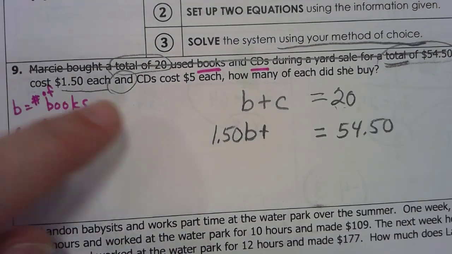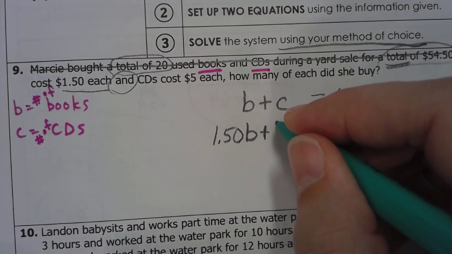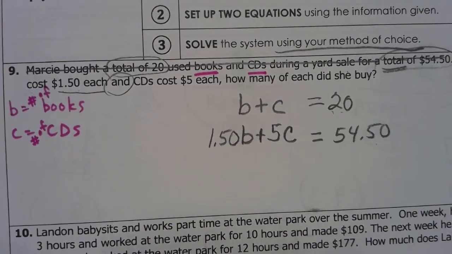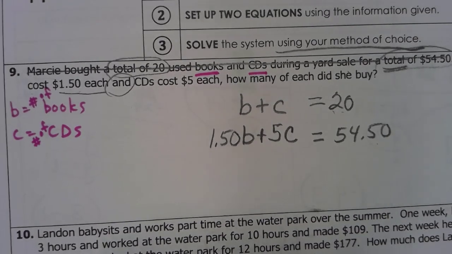CDs were $5. So she bought a couple of those. Multiply each of that by 5, and that should be how much money she spent in all. Do you see the system now? This kind of reminds me of like 6th grade math.